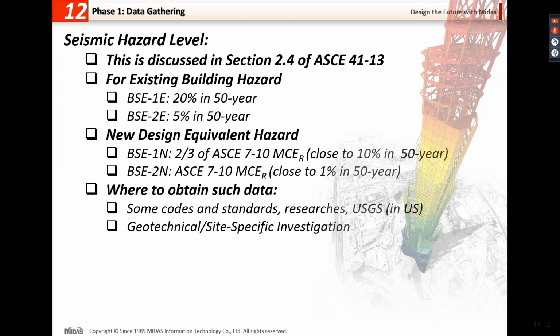So for new design equivalent hazard, we have BSE-1N. The N refers to new, and the E refers to existing. So where do we obtain such data for the return period of our seismic analysis? Some codes and standards, researchers, or, for example in the US, the USGS. Geotechnical and site-specific investigation also provides the seismic hazard level.